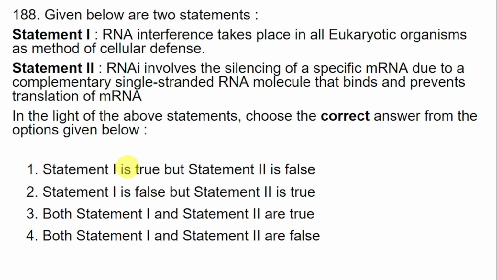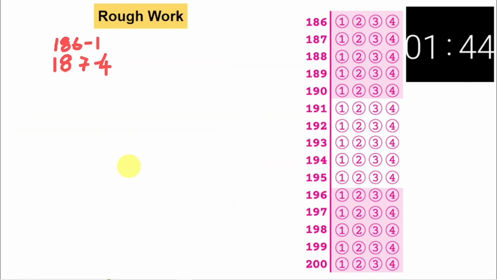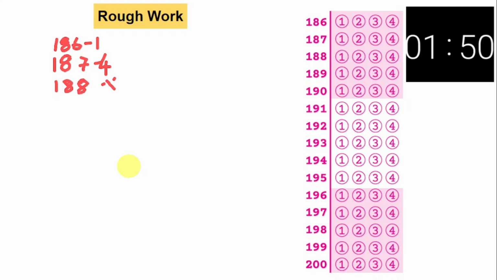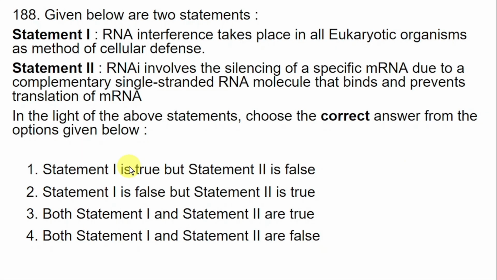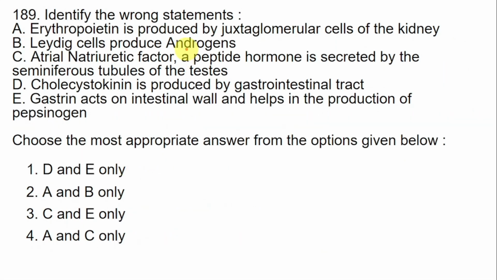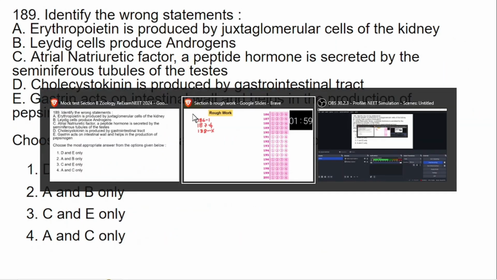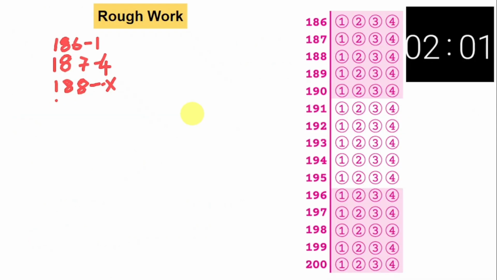Next. Two statement question. Try to avoid it. 188 I'm avoiding. 188 skipped. Next one. 189 again multi-statement question. Avoid it. Skip it.